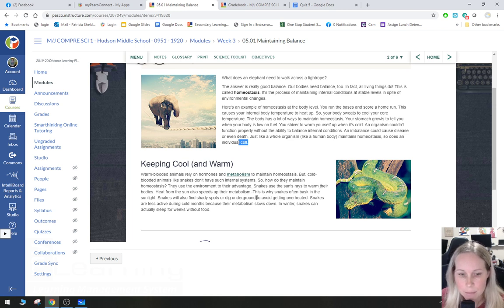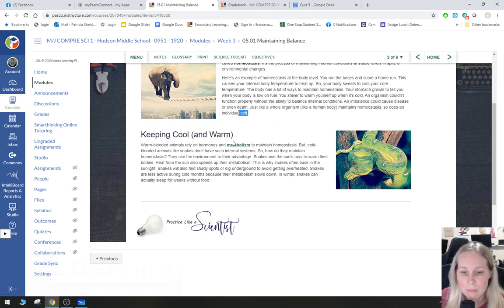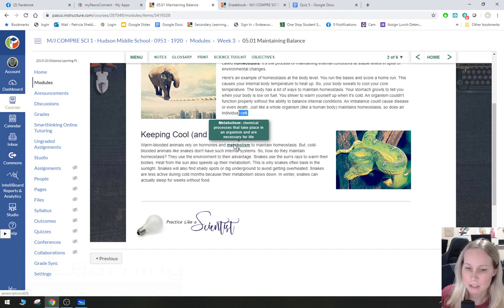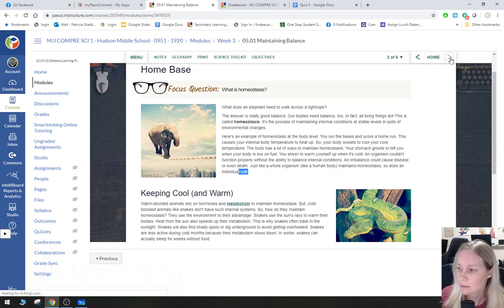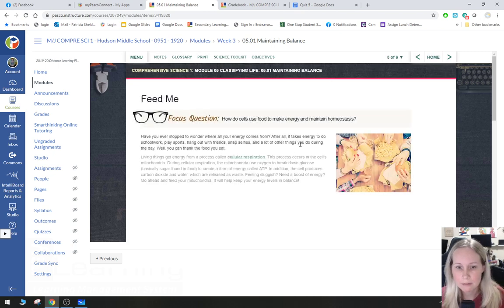This is why snakes often bask in the sunlight. Snakes will also find shady spots or dig underground to avoid getting overheated. Snakes are less active during cold months because their metabolism slows down. In winter, snakes can actually sleep for weeks without food. Okay? So metabolism is like the ability to digest food and to keep a warm temperature going. Humans are very good at that, but snakes are not. So they have to be out in the sun. Okay? You can answer these questions if you like. I'm just trying not to make this last too long.